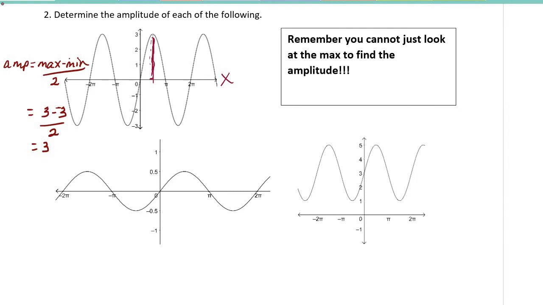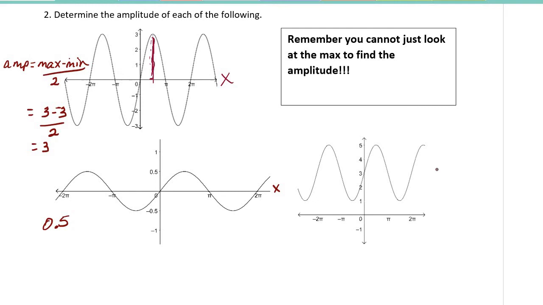I could also use my formula max minus min divided by 2. Now in my second graph, I have the same type of thing where my graph is centered around the x-axis. There's symmetry there. And my amplitude here is 0.5.